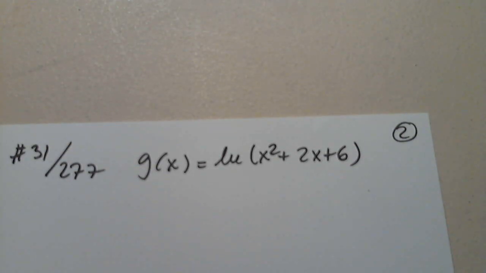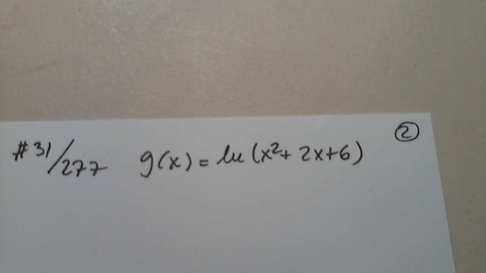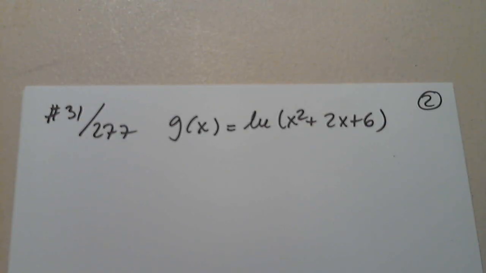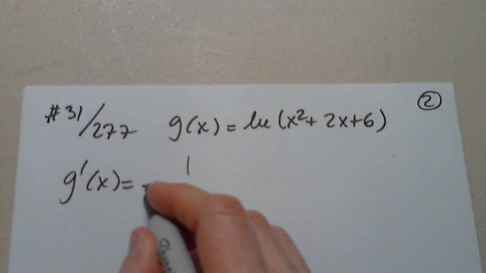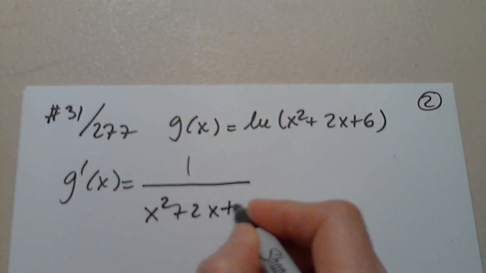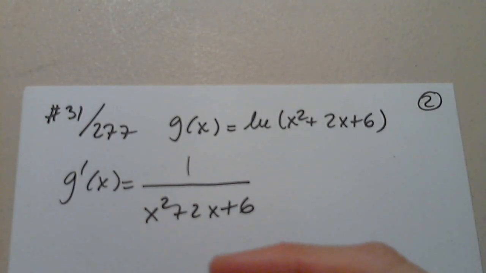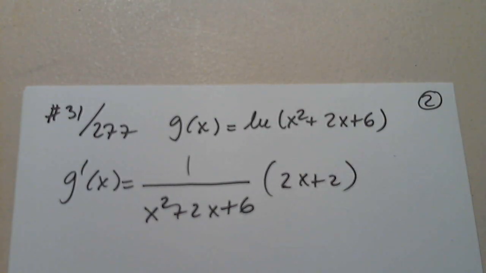Can anyone help us understand what steps we need to perform? What do I have to find first? The first derivative. Excellent. So g prime of x. Remember, it's natural log of a function. The rule by now, I hope you know the rule by now: 1 over the function times the inner function prime. So 1 over x squared plus 2x plus 6 times the inner function prime, which is 2x plus 2. Do we agree with this step, with the derivative?